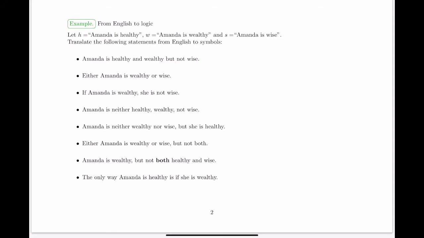Thinking about what "but" actually means, it's easy to persuade yourself that I can replace it with an "and" and keep the same meaning. Amanda is healthy and wealthy and not wise. "But" is used for emphasis in English, that what is coming is maybe a little bit unexpected, but logically it's actually equivalent to "and". So remember that "but" in terms of logic is the same as "and". What we're going to have then is Amanda is healthy, which is H, and Amanda is wealthy, which is W, and Amanda is not wise, so not S.